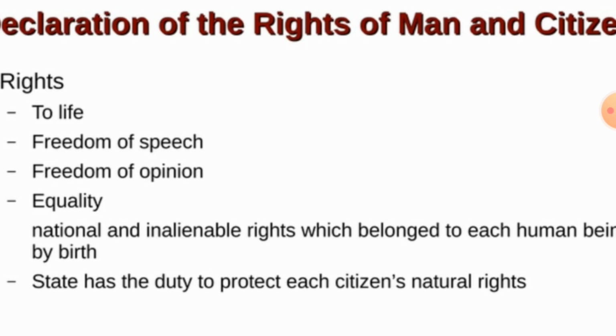Now, let's see the Declaration of Rights of Men and Citizens. The French Constitution started with a declaration of rights of men and citizens. Rights such as the right to life, freedom of speech, freedom of opinion, equality, and the natural and inalienable right, which belonged to each human being by birth.